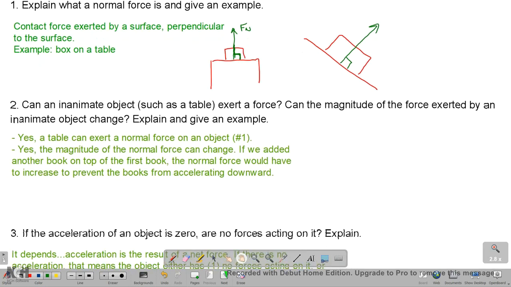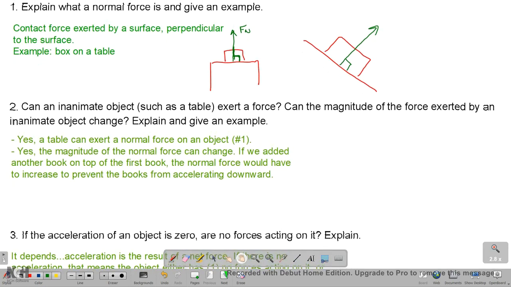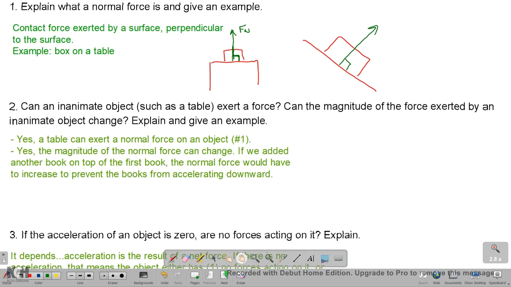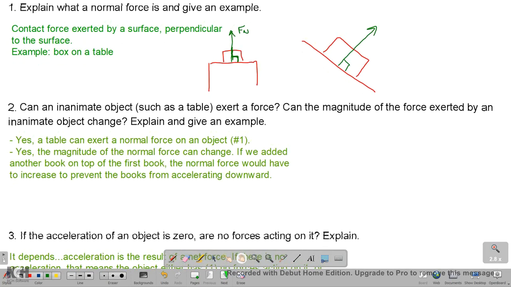Looking at number 2 here, can an inanimate object such as a table exert a force? Well, yes, we just showed that in the last example. A table can exert a normal force on an object. Can the magnitude of the force exerted by an inanimate object change? Explain and give an example.